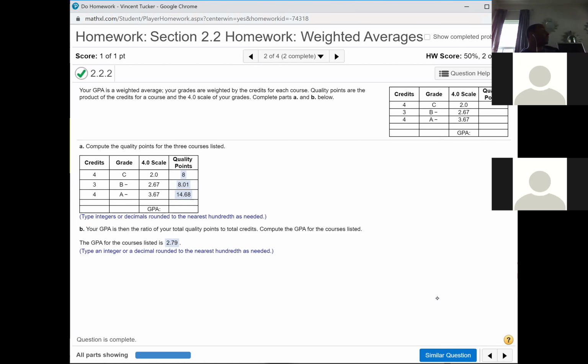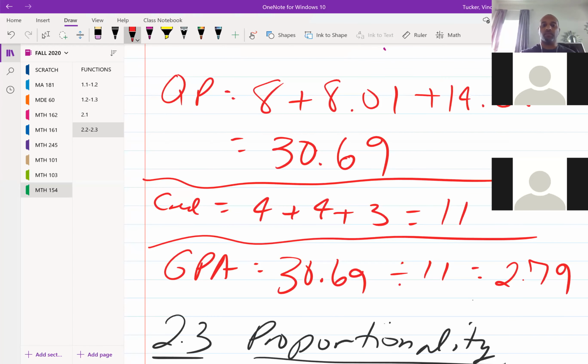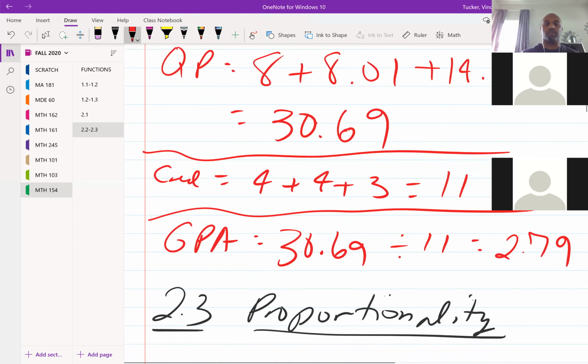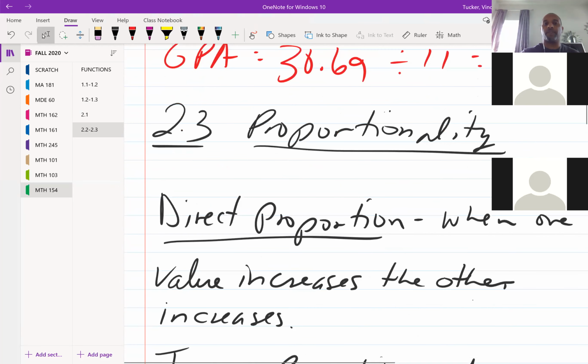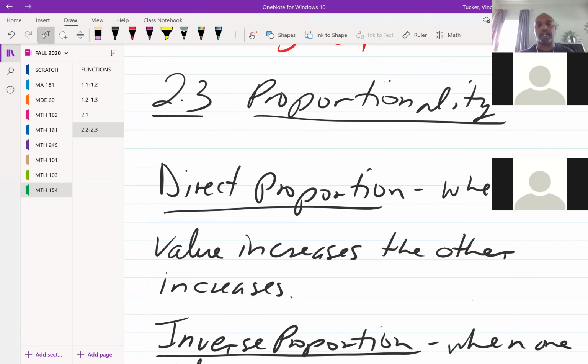So before we leave this section, questions. Make sure we're all right. All right. So 2.3 is proportionality.